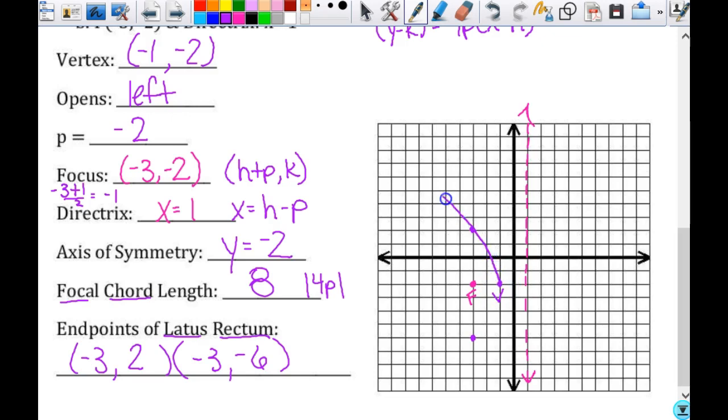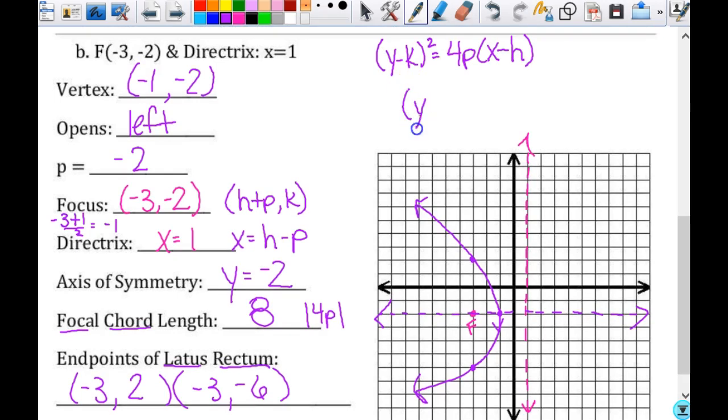Then I can go and draw this in. I did not draw my axis of symmetry. I don't think I did on the last one either, but we need to draw that in. There's your axis of symmetry. Maybe I did on the last one. So once again, I've done everything except write the equation. So I got to make sure I write the equation. Go back up here, and I've got y minus k, which is a -2, so it's +2 squared, equals what? 8 or -8? -8. It's negative because it's opening left, times x minus a -1, which is +1.